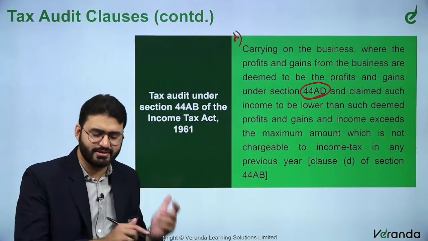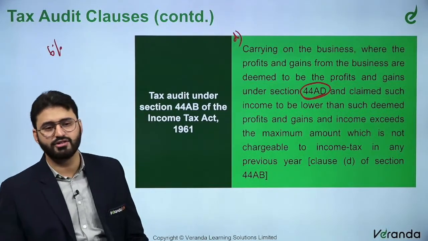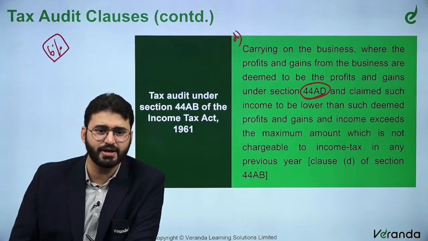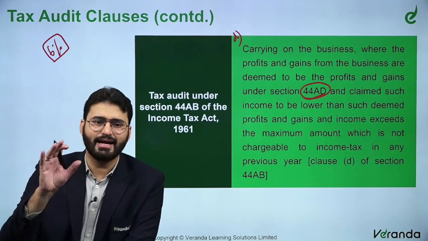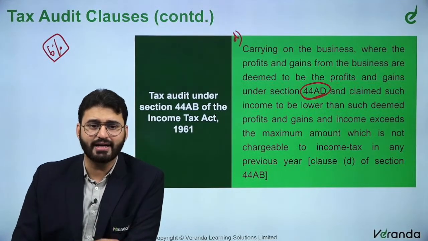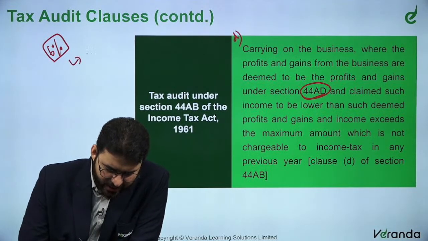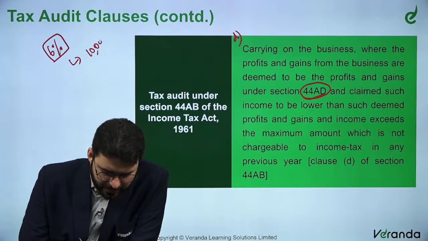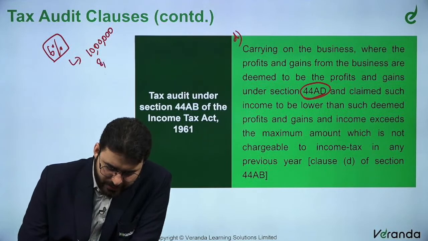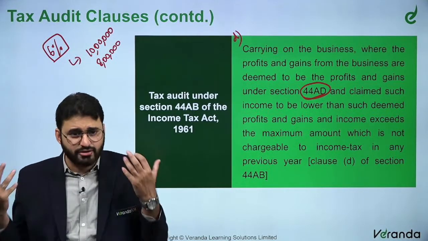So 44AD says 6% if everything is through the bank statement, nothing in cash. If 6% is my presumptive income, 6% of my total receipts, I can declare it as income on which I have to pay tax. However, if the income that I am declaring is less than the 6%, say my presumptive income is 10 lakh rupees, and I want to declare 8 lakh rupees, possible sir? Yes sir, possible. I have not actually earned 10 lakhs, I actually earned 8 lakhs.